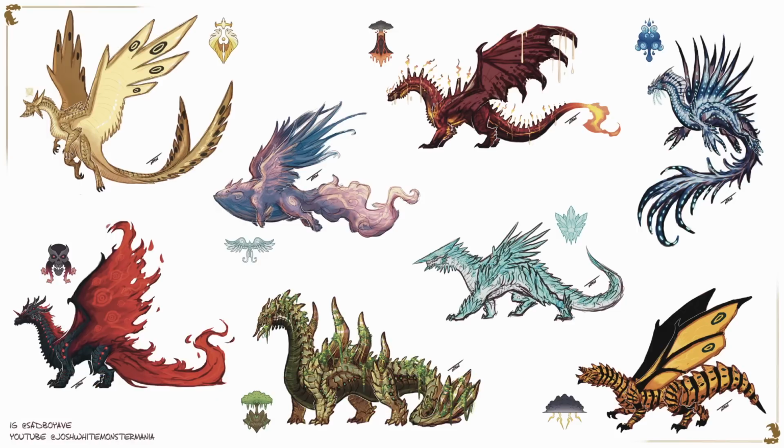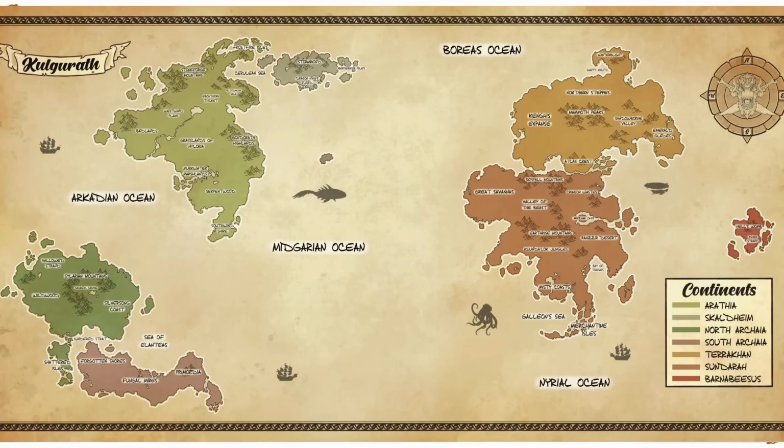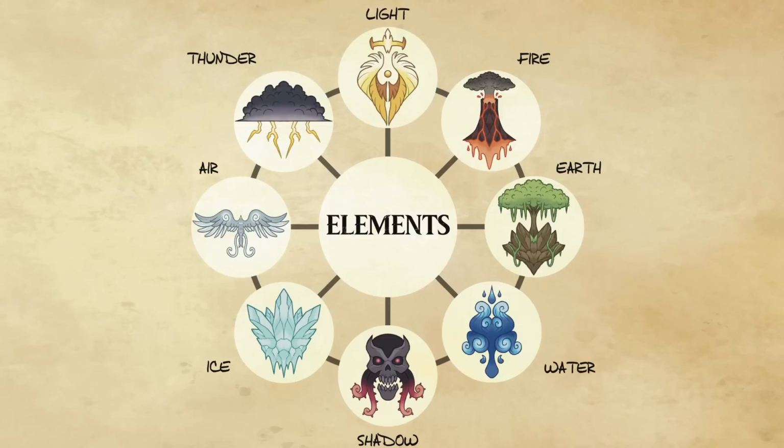But anyways, these god dragons here are powerful beings who serve as the guardians between realms. So we have Kulgurath, which is the main world, but there are these elemental planes that exist adjacent to the world. Also known as primordial planes, each one is a realm of a particular magical element, with those being light, shadow, air, earth, fire, ice, water, and thunder. And these primordial planes are responsible for the existence of elemental magic within Kulgurath.